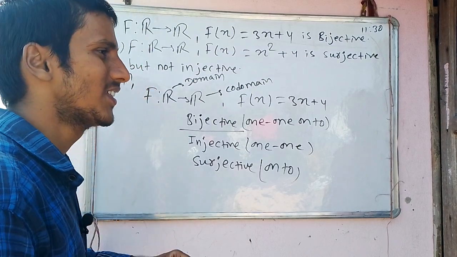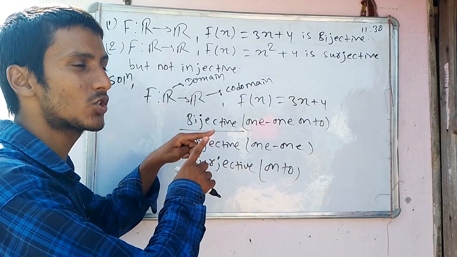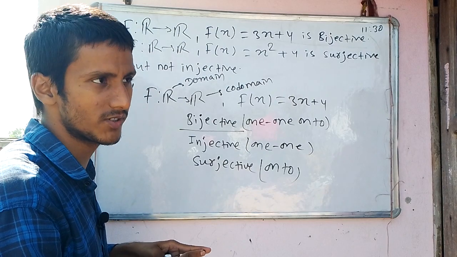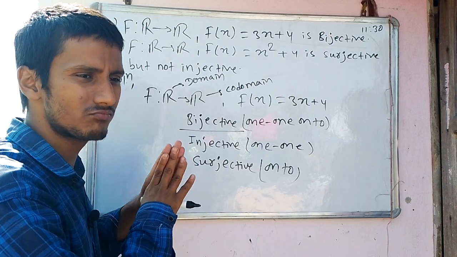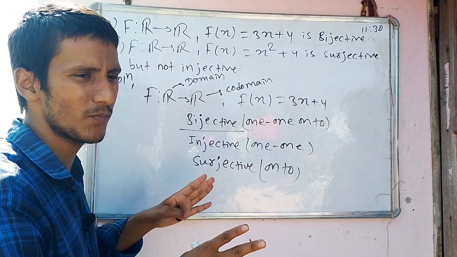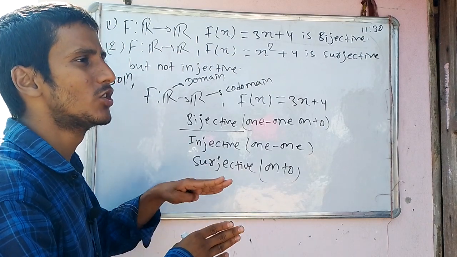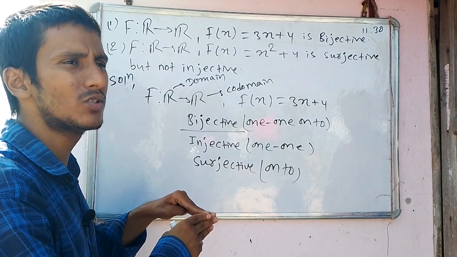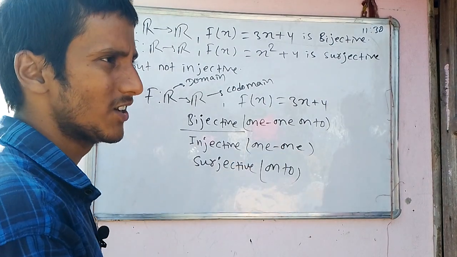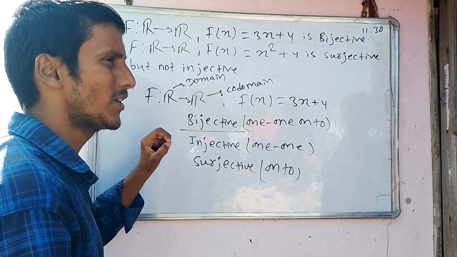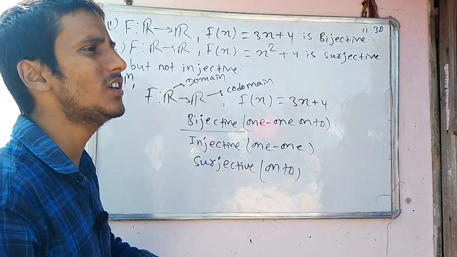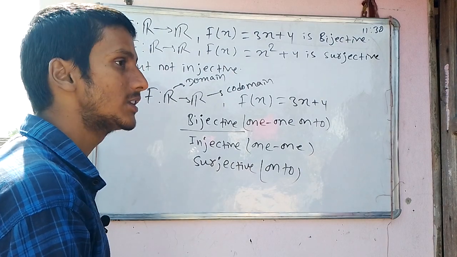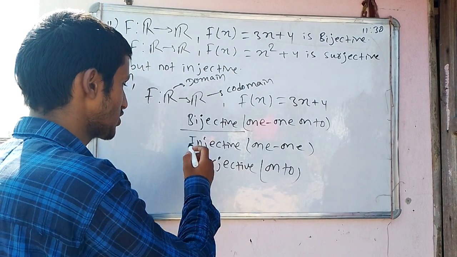What is injective? Again, 1 to 1 means that there are no two elements in the domain that map to the same element in the codomain. Does that make sense? There are no two elements or more than two, maybe three. So there are no two or more elements in the domain that map to one element in the codomain, meaning one element in the domain maps to exactly one element in the codomain. This is what injective means.